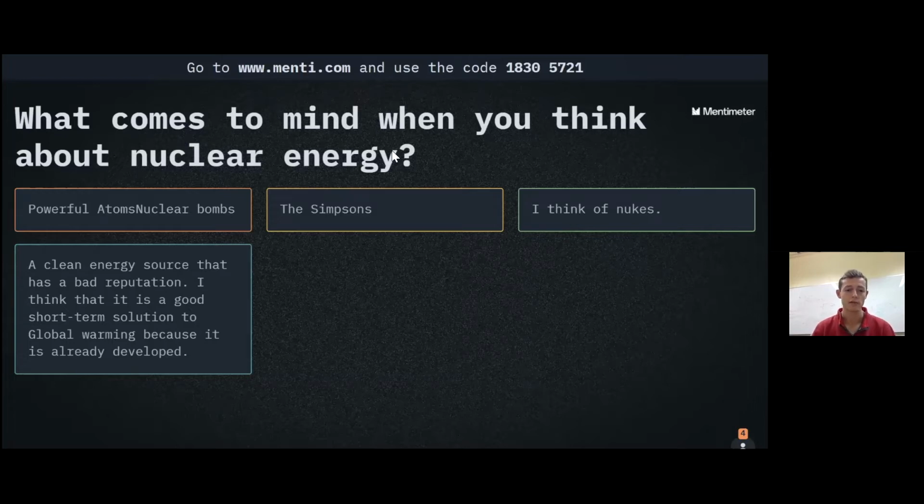Clean energy source that has a bad reputation. I completely agree. Good short-term solution to global warming because it's already developed. Completely agree. Nuclear power does present some problems. We have things like nuclear waste, but it is a fantastic resource that we have that we're not making enough use of, especially in the UK. We should be making a lot more use of the nuclear power that we have at the moment. And interesting, talking about it being a short-term solution, I'm going to present a little bit in the presentation about something that might be more of a long-term goal for nuclear power as well.